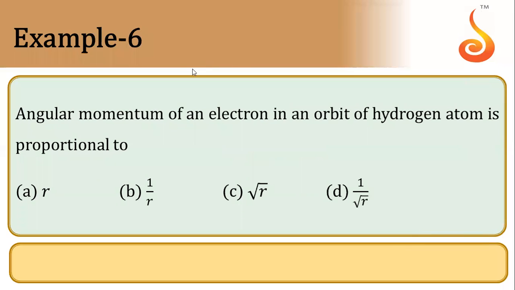Let's move to the next question. Angular momentum of an electron in an orbit of a hydrogen atom is directly proportional to. So now we have this relation: mvr, which is angular momentum, is equal to nh by 2 pi.